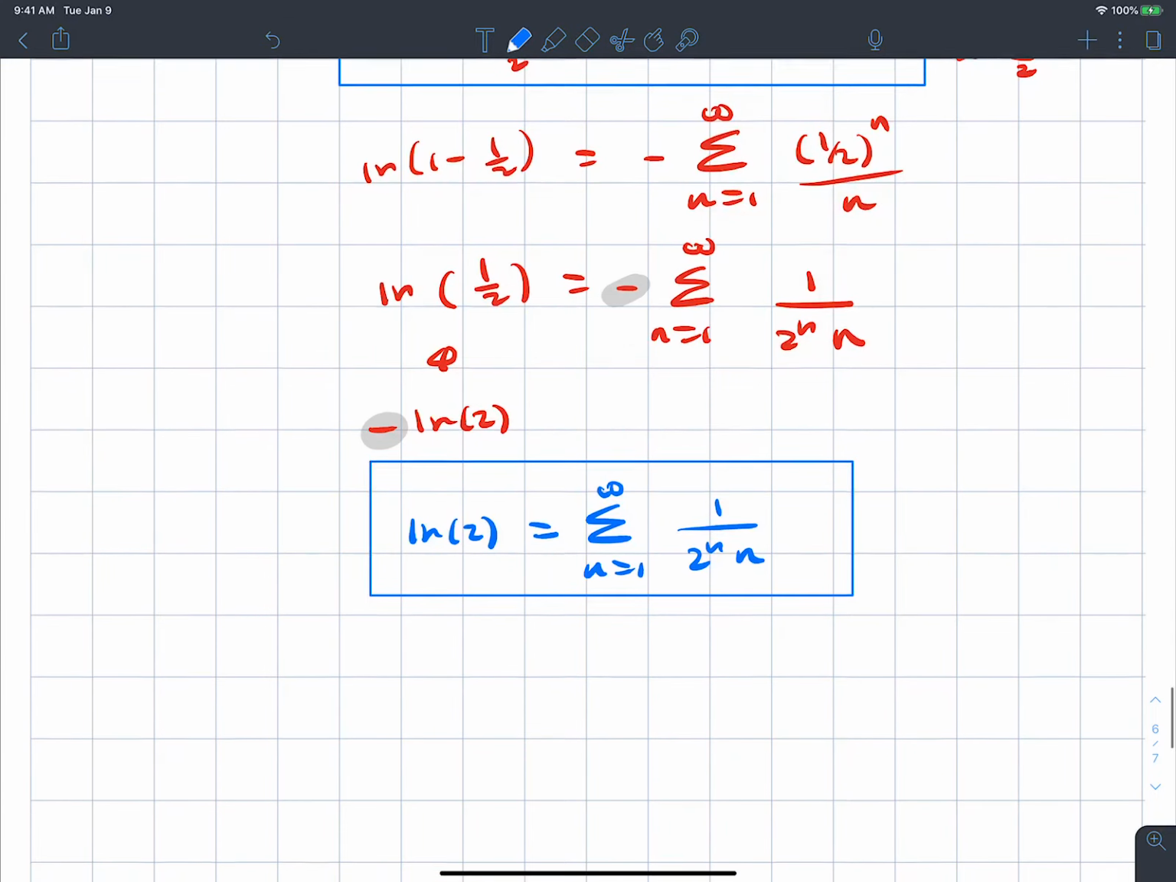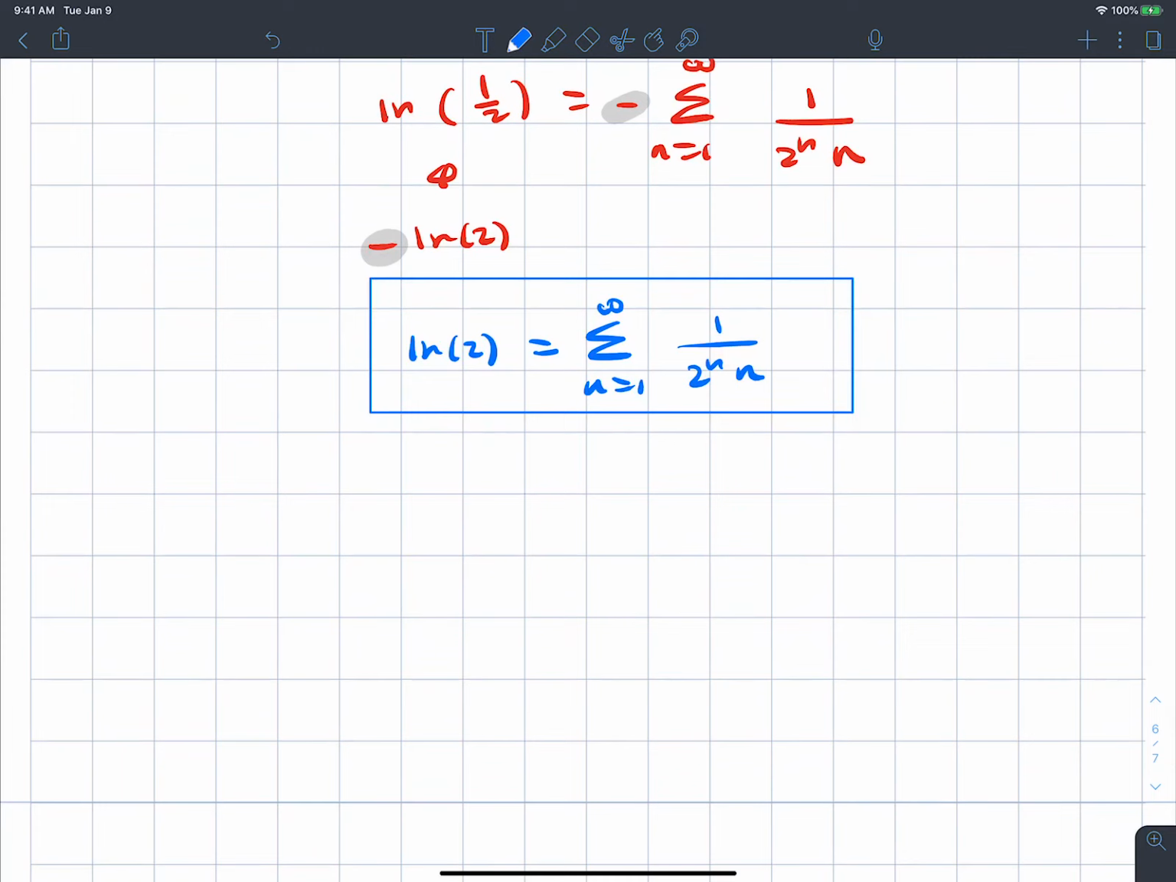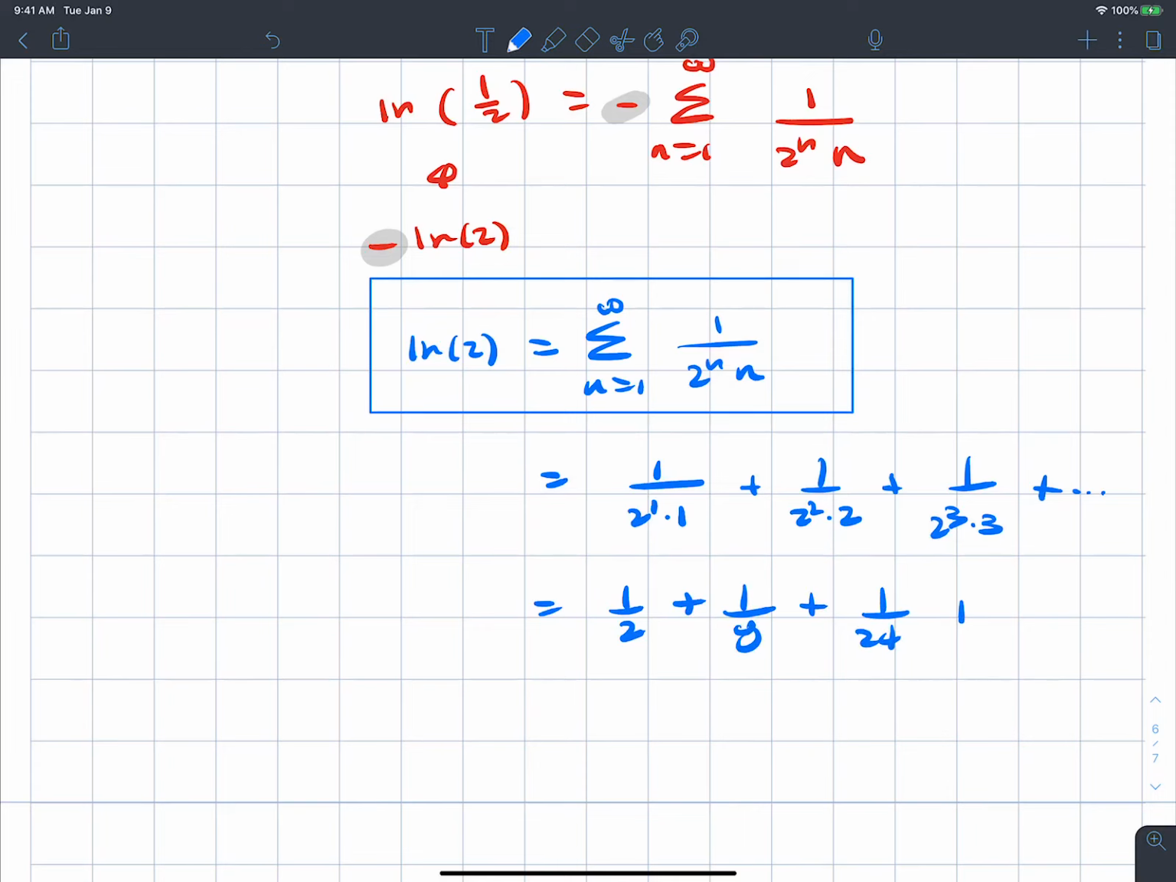And this will give you a good estimate of the natural log of 2, because if you really expand this, this is 1 over 2 to the first power times 1, plus 1 over 2 squared times 2, plus 1 over 2 cubed times 3. That goes on forever. It is 1/2 plus 1/8 plus 1/24. We can approximate the natural log of 2 this way.